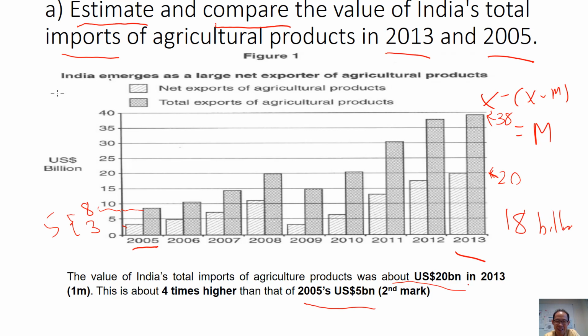So the whole idea is that the value of the total imports of agricultural products was about 20 billion in 2013 and 5 billion in 2005. If you estimate correctly, it will be the first mark. But remember, the command word is compare, so you need to make a comparative statement. In this case, it should be about 4 times higher. This is how you get both the marks for this particular question.